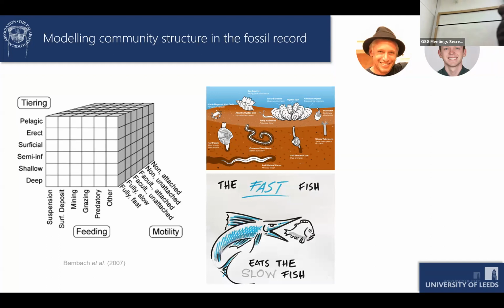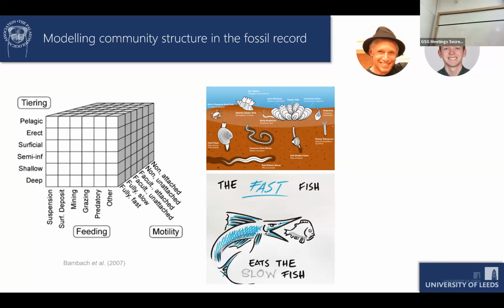Motility, so whether an organism could move or not, and if so, how quickly. This is important in trophic ecology because as well as encountering something, if you're living in the same space as it, you've got to be able to catch it. So to be able to catch your prey, you tend to have to be faster than it. There are obviously some exceptions, but for the most part, if you're faster, you'll be able to catch it and eat it.